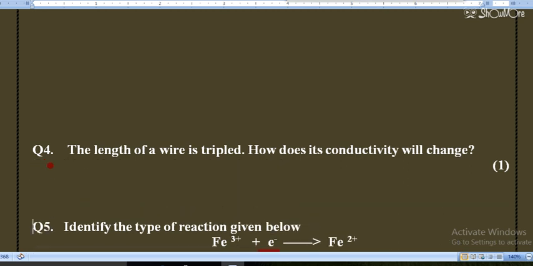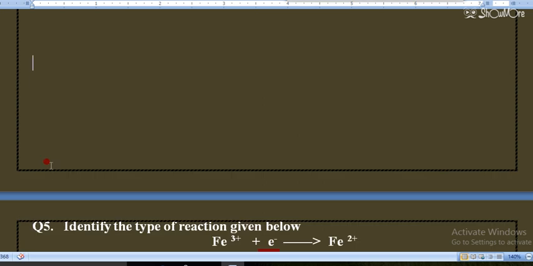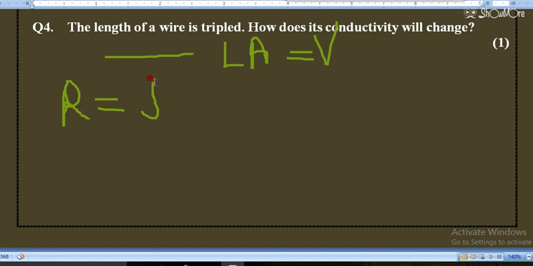Many students got confused in this question: the length of a wire is tripled, how does its conductivity change? I will discuss it in detail, because many students are facing problems. Let's suppose this is a wire, its length is L, area is A. So L into A will be the volume. Let's suppose the previous resistance is R. So R will be equal to rho into L by A.